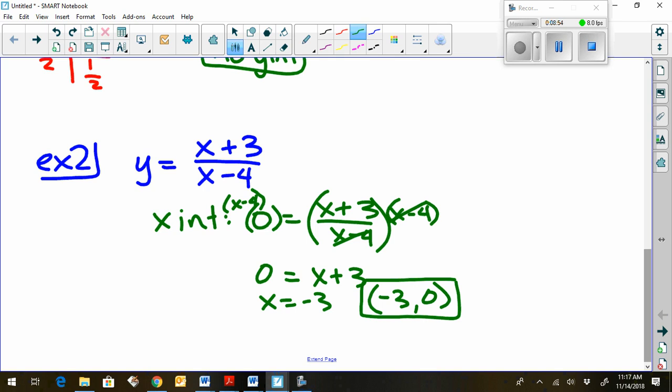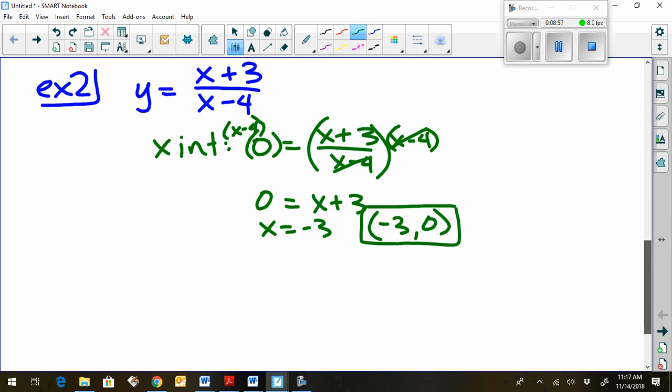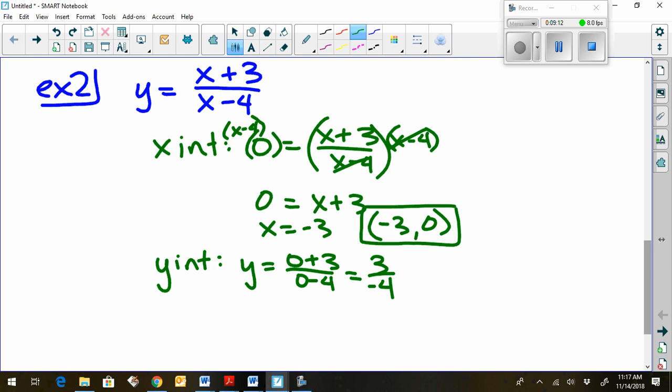Then our y-intercept, we need that function again. So our y-intercept, we're going to find when x equals 0. So we'll say y equals 0 plus 3 over 0 minus 4. When we simplify that, we get 3 over -4. But really, at this point, now that negative doesn't belong just to the 4, but to the whole fraction. So when we write it as our ordered pair, we'll write 0, -3 over 4. So the negative is like out front with both the 3/4.